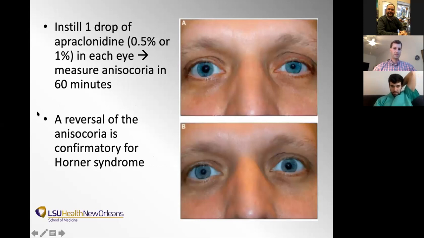So in this test, you instill 1 drop of apraclonidine, typically 0.5 or 1%, in each eye, and then you measure the anisocoria in 60 minutes. A reversal of the anisocoria is confirmatory for Horner syndrome. So you can see in this top image, this is before instillation of any of the drops. And then in the bottom image, that left pupil that was more miotic and that also had some ptosis, you'll see that the palpebral fissure has widened and that the pupil in the left has dilated, and actually the anisocoria has reversed, in fact. So that confirms Horner syndrome.